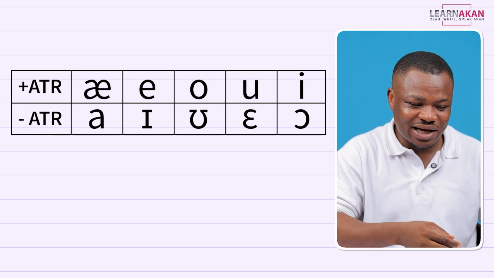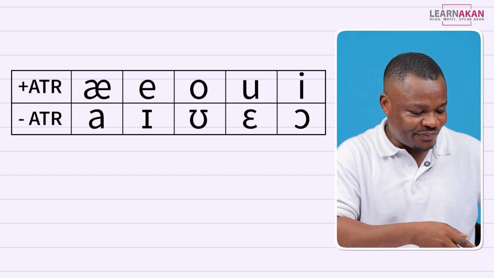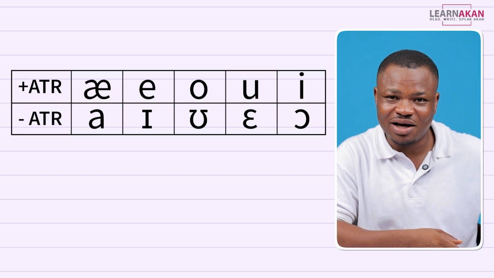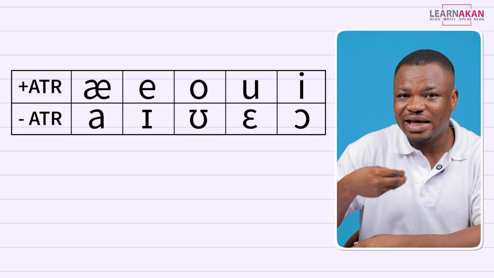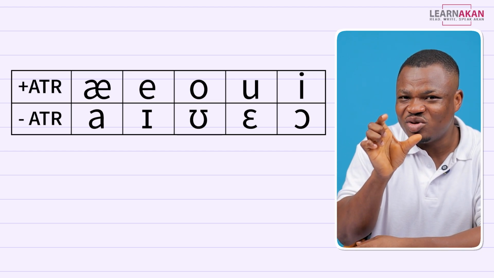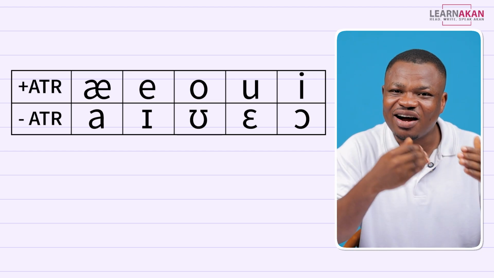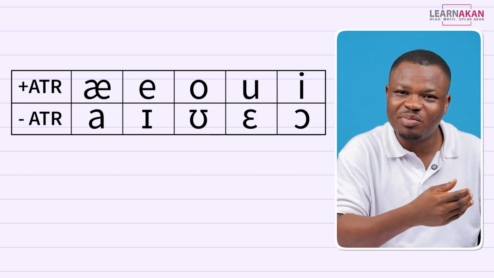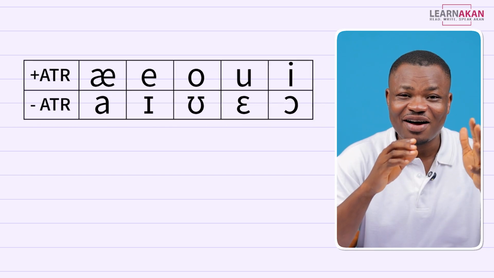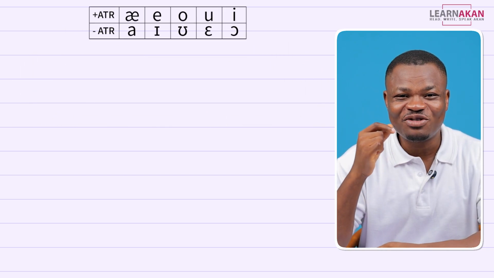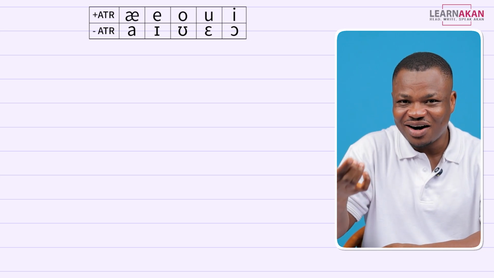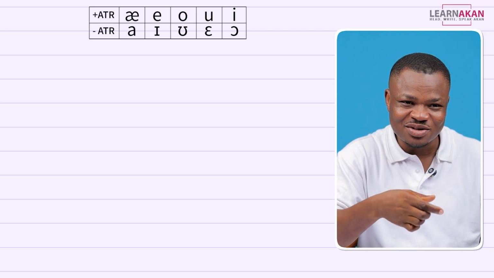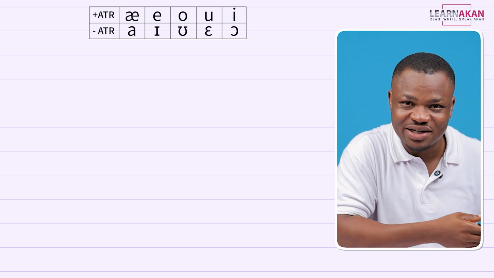So you would find that in writing, a sound from the plus ATR set, and then there's a sound from the minus ATR set. But then in speech, you find that there'll be a change so that the harmony that we are looking for will happen at the level of speech. Now, having learned this, let's look at some Twi words with this knowledge, and then you will see how harmonious the vowel sounds in almost every Twi word are.